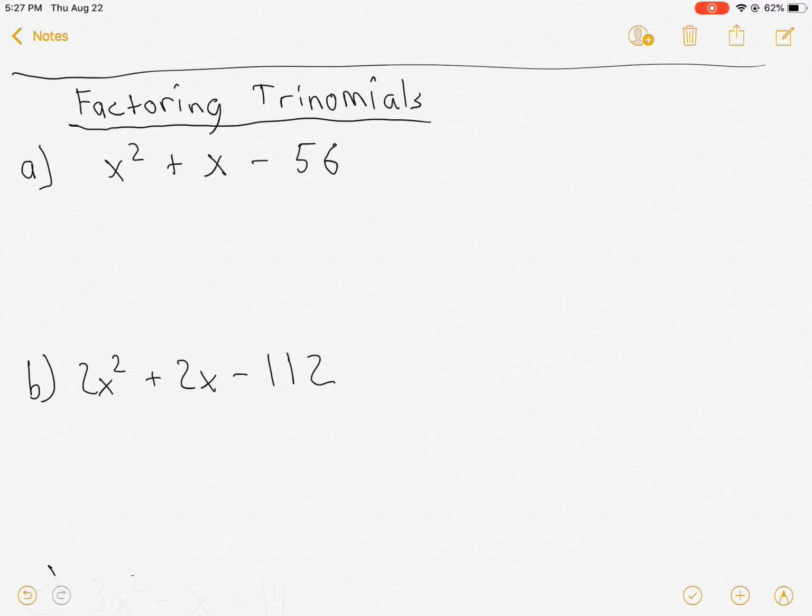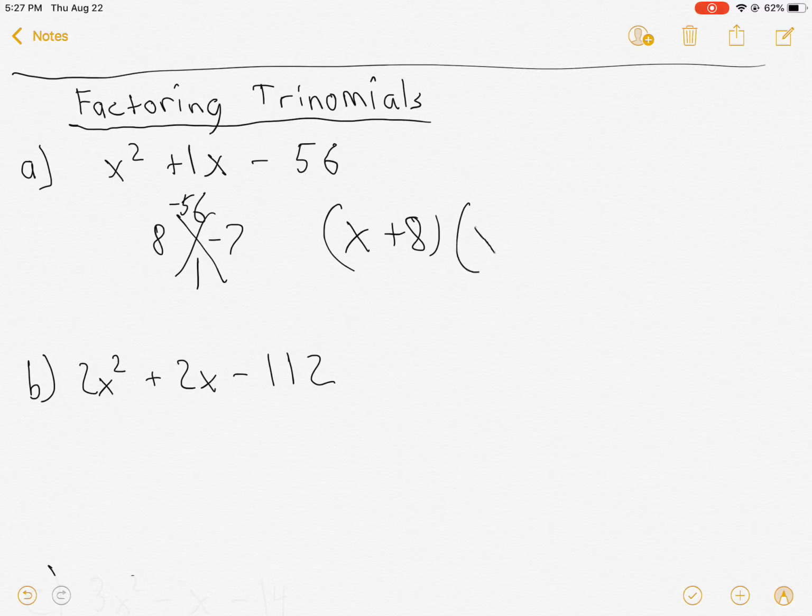Then we've got factoring trinomials. Okay, so I am looking on this one for two numbers that multiply to negative 56 and add to 1. So in this case, that would be a positive 8 and a negative 7. So that means I have x plus 8 and I have x minus 7.